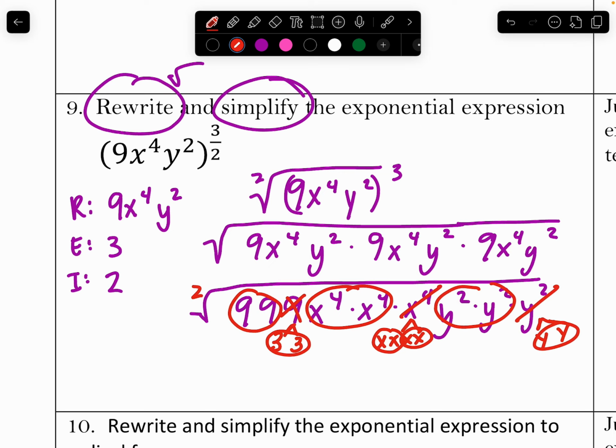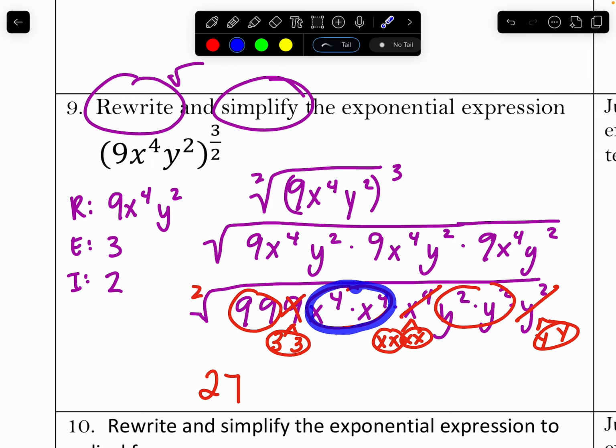So it looks like everything cancels. It looks like everything is circled. So we're gonna do this. This is gonna be 1 pair of 9. So 9 times 3 would be 27.